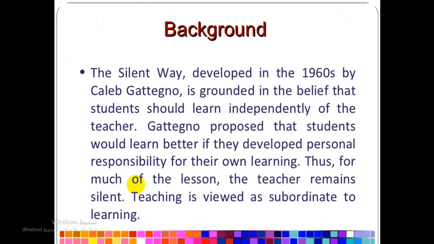The silent way was developed in the 1960s. This method is based on the belief that students should learn independently of the teacher.